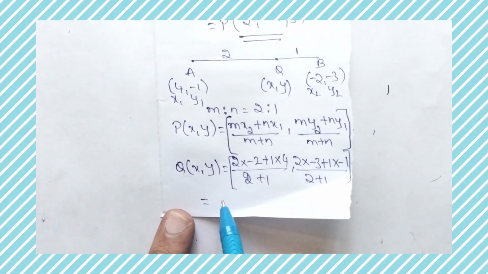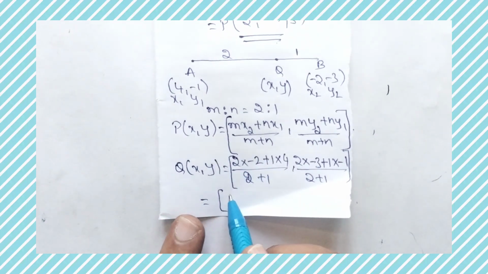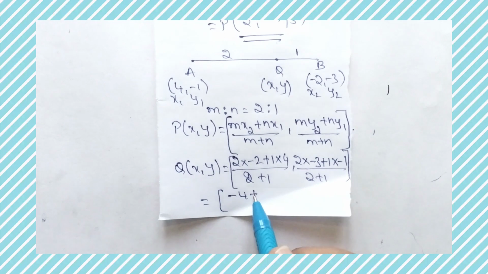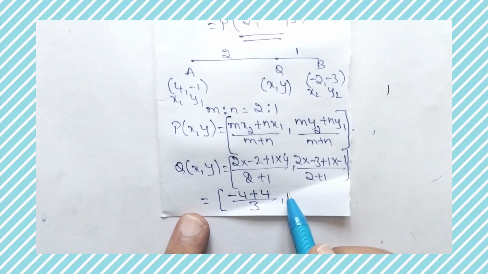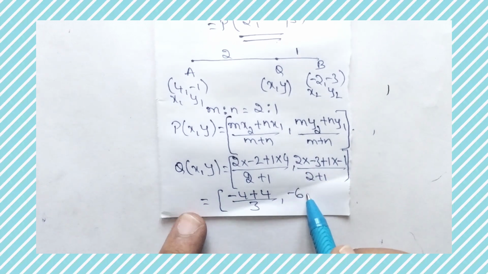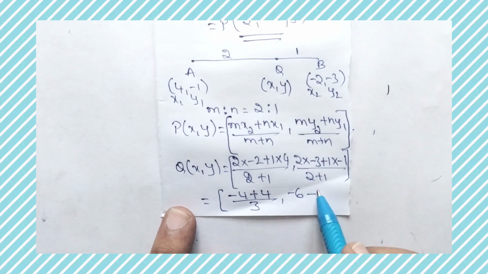So that is equal to, now 2 2s are minus 4 plus 2 1 4s are 4, divided by 3, comma plus into minus is minus, 2 3s are 6. Then plus into minus is minus, 1 1s are 1, divided by 3.